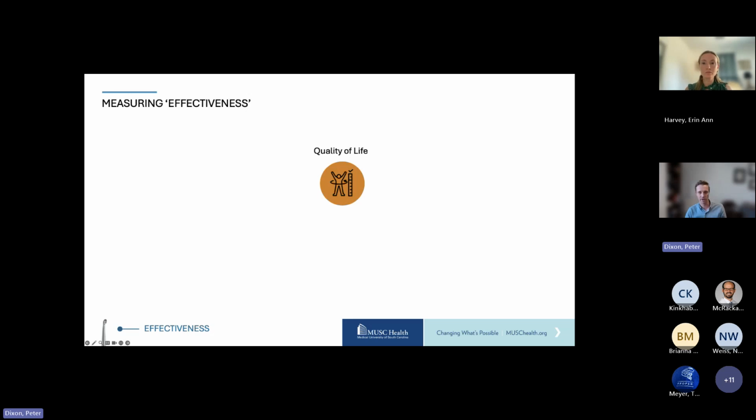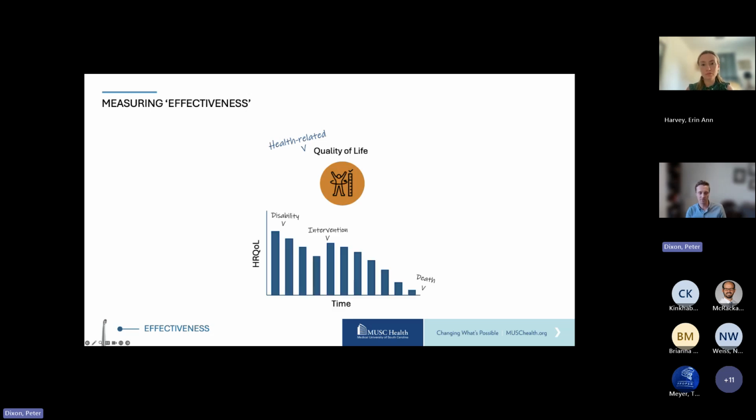And then when we're talking about healthcare, we're not really talking about all of quality of life. Typically, we tend to exclude, for example, people's political or economic circumstances. So we're talking about health-related quality of life as a subset of quality of life. And also, we know that people's quality of life can vary over time, right?